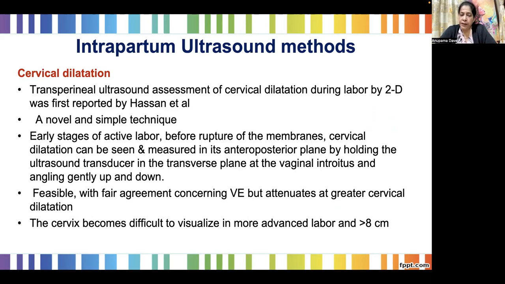In early stages of active labor before rupture of membranes, cervical dilatation can be seen and measured in its anterior-posterior plane by holding the transducer in the transverse plane at the vaginal introitus and angling it gently up and down. This is feasible with fair agreement with vaginal examination, but attenuates at greater cervical dilatation. So at dilatation of 7 or 8 centimeters or more, sometimes the lips of the cervix are not that easily visible.